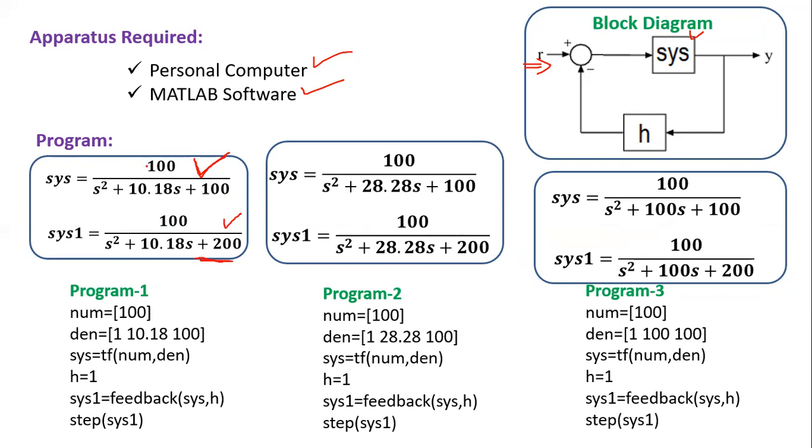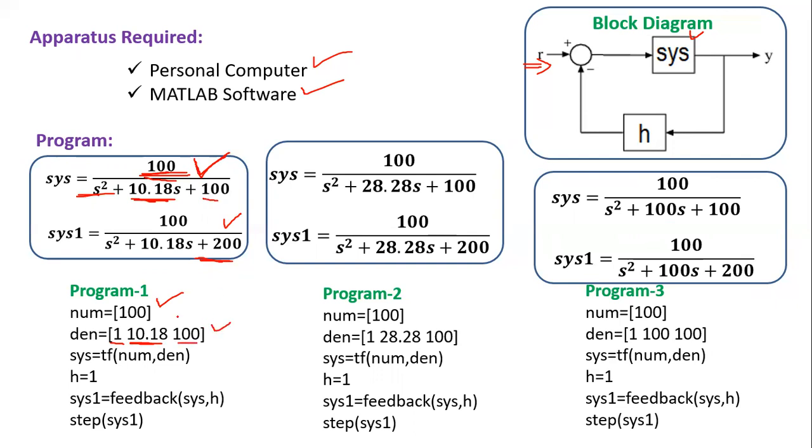Okay, the first one will be the open loop transfer function. Here we have a numerator and denominator, so we need to enter the numerator coefficients and then the denominator coefficients. The numerator coefficient is 100, so first we enter the numerator as 100. Coming to the denominator coefficients, the s square coefficient is 1, the next highest power is s power 1, and its coefficient is 10.18. And the s power 0 coefficient is 100. So 1, 10.18, 100 are the denominator coefficients.